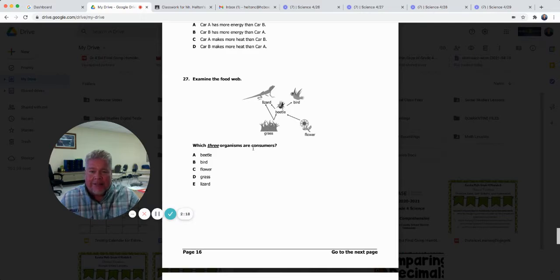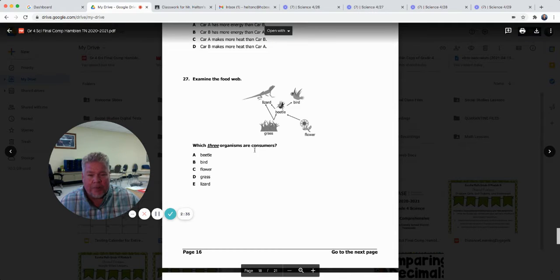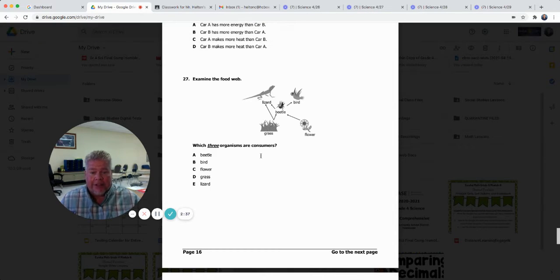Well, plants don't eat something unless they're a Venus flytrap, right? We don't have one of those. So we've got the lizard is eating the beetle. The beetle is eating the grass. The bird is eating the beetle. So this would be the beetle, the bird, and the lizard, A, B, and E. Consumers mean they eat something. The only thing that's not eating something in this food web is the plants.